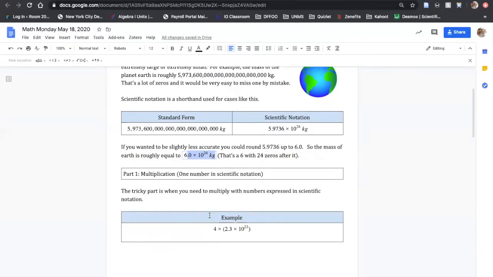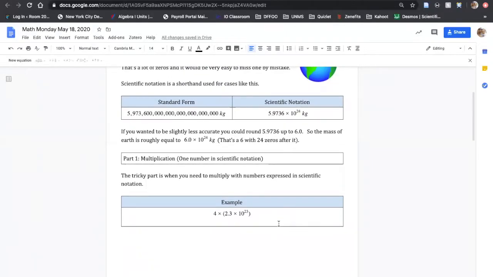Now, what we're going to be doing today is some math with numbers that are expressed in scientific notation. There's just a couple of rules that you have to know when you're doing it. So we're going to start by looking at the example over here. It says 4 multiplied by 2.3 times 10 to the power of 23. When you're multiplying, you have to know what numbers to multiply. I'm not going to multiply the power part, the 10 to the 23rd, times the 4. I only need to multiply the 4 with the 2.3. It's that simple. And then I'm just going to tack this exponent onto the end of it.